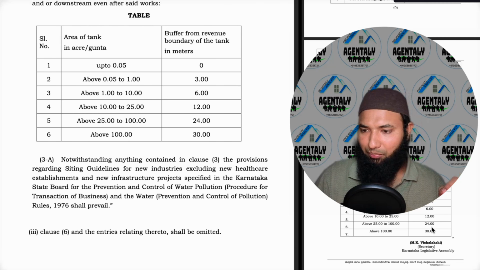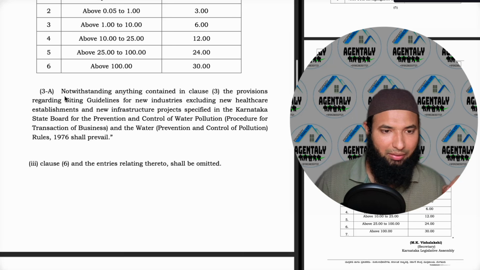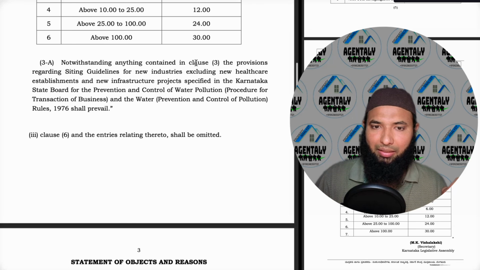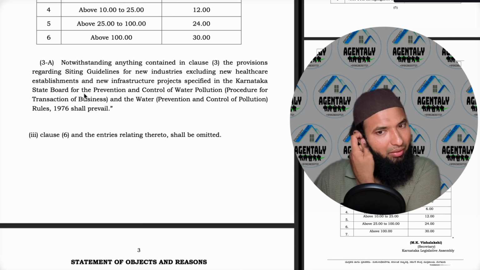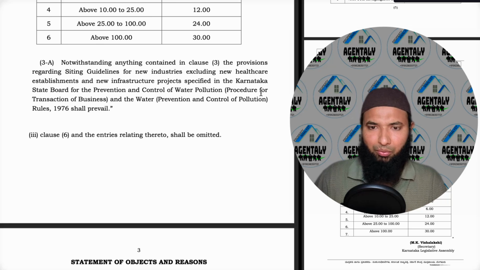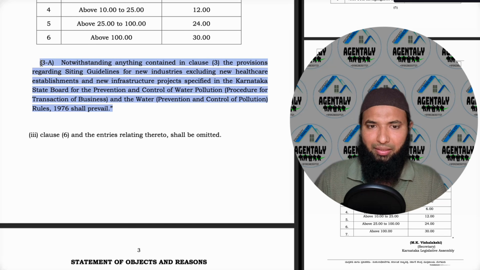Now this we are going to replace with this table. Let us understand here now. Notwithstanding anything contained in the clause 3, the provisions regarding the siting guidelines for the new industry, excluding the new healthcare establishment and new infrastructure projects, specified in the Karnataka State Board for Prevention and Control of Water Pollution procedure for transaction and business and prevention and control of pollution shall prevail. So whoever have got already approval, I guess they shall prevail, it is telling.